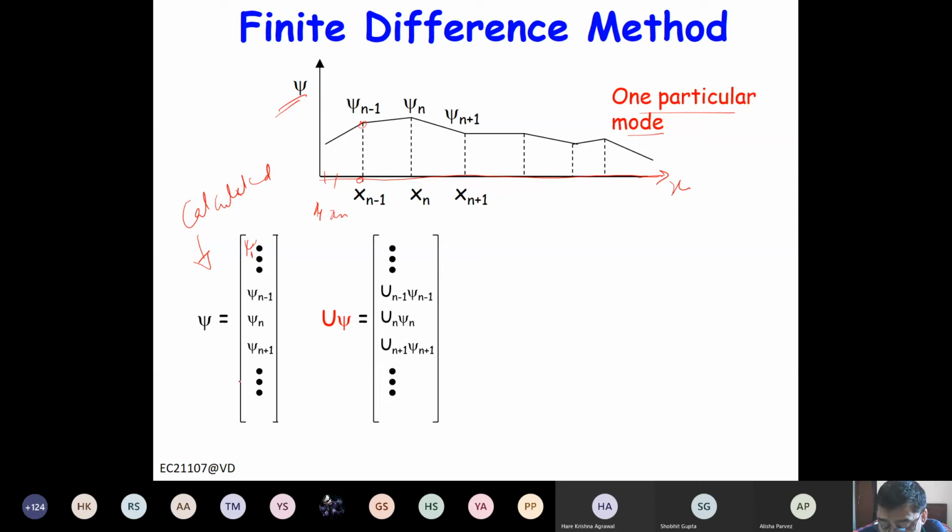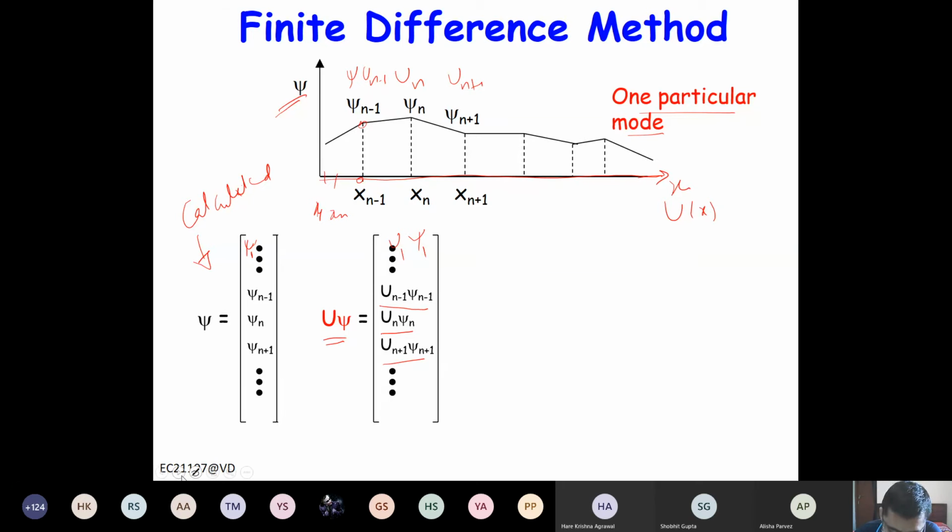Now U psi is basically what? At psi n minus 1, you have U n minus 1. So potential is a function of x. So x you know, and U as a function of x also we know. So this will be U at n, U at n plus 1. So U psi will be a product of potential multiplied by psi: U n minus 1 psi n minus 1, U n psi n, U1 psi 1, like this.